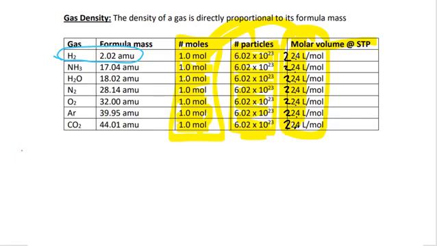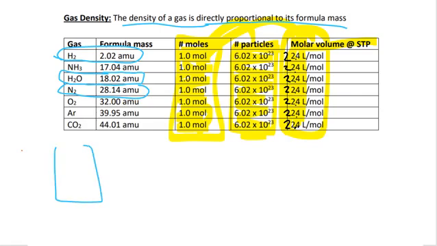For water, H2O, my formula mass, and this is going back to the periodic table to see what 2 hydrogens and 1 oxygen together have a mass of. Same with N2, 2 nitrogens is 28.14. So notice that my formula mass is increasing with this table, which is essentially telling us that the density is increasing. So remember, the density we just said was directly proportional to its formula mass. The greater the formula mass, the greater the density.